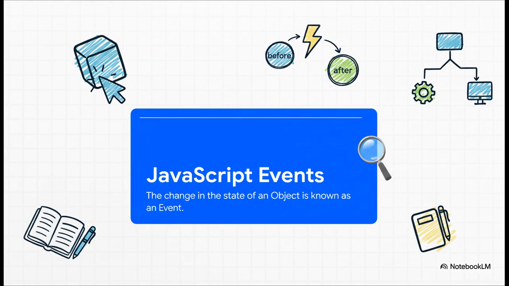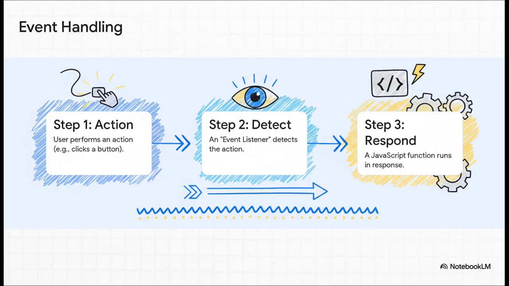But how does JavaScript know when to do something? Well, it listens for events. The notes describe an event as a change in the state of an object. I like to think of events as the web page's senses. It can feel a mouse click, it can hear a key being pressed, or it can see the mouse moving over something. And the process for this is actually super simple.